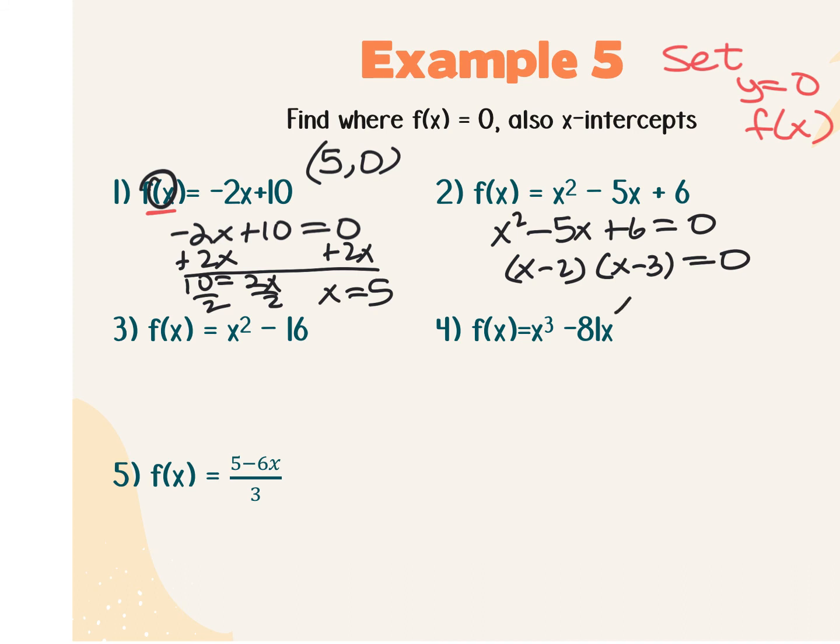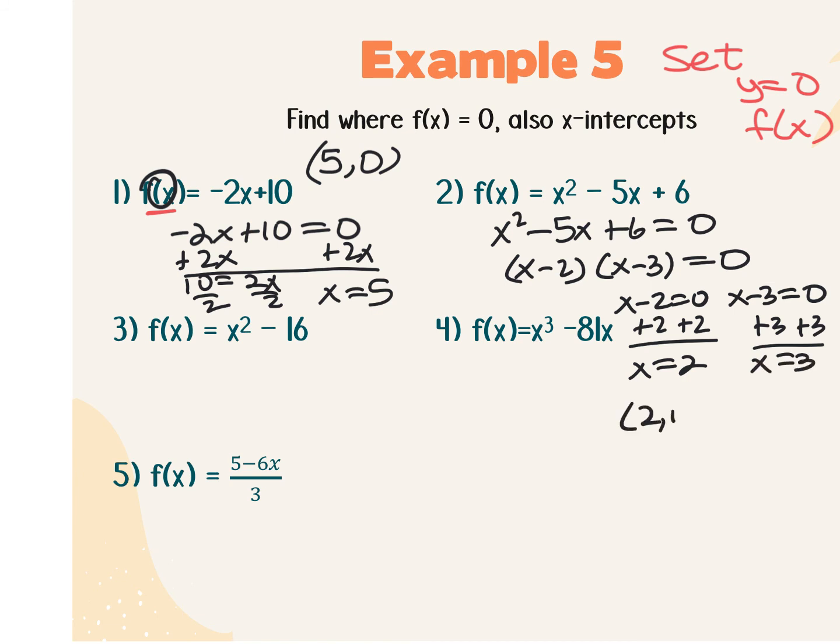Solve each one of these. x minus 2 equals 0. x minus 3 equals 0. So x equals positive 2, x equals positive 3. Again, if they want it as coordinates, (2, 0) and (3, 0).